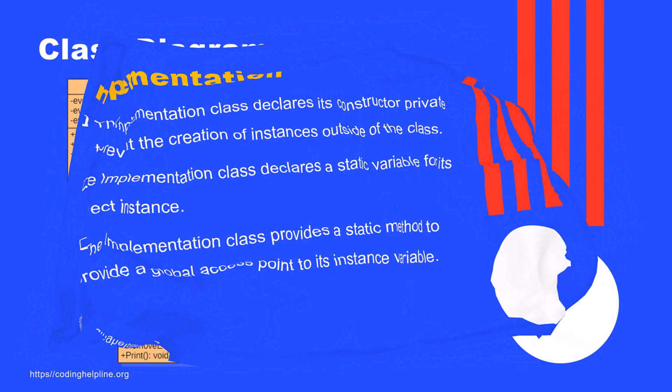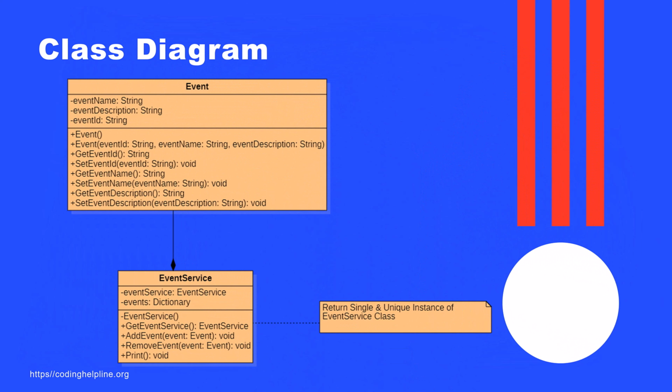And this is the class diagram. I have created an event class. This is a very simple entity class that contains 2-3 variables and getter setter methods. The event service class. This class implements the Singleton design pattern. This class contains the collection of events and provides access to add and remove events from the repository.